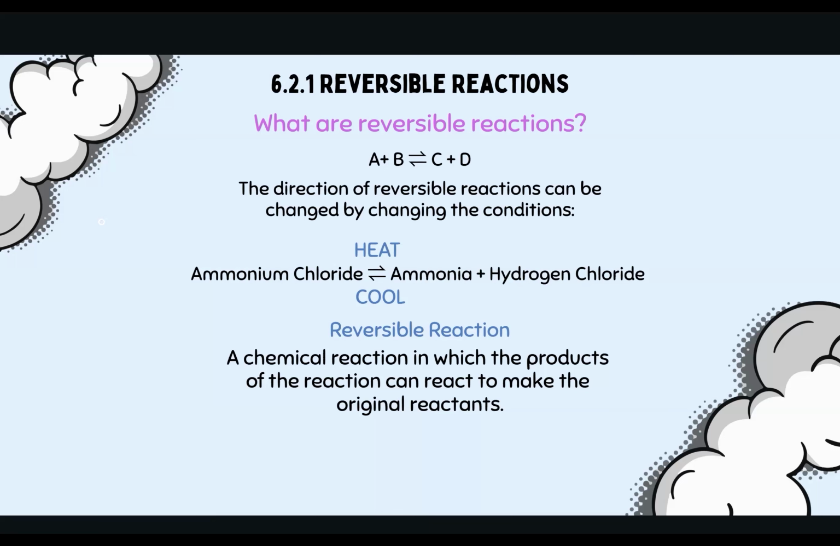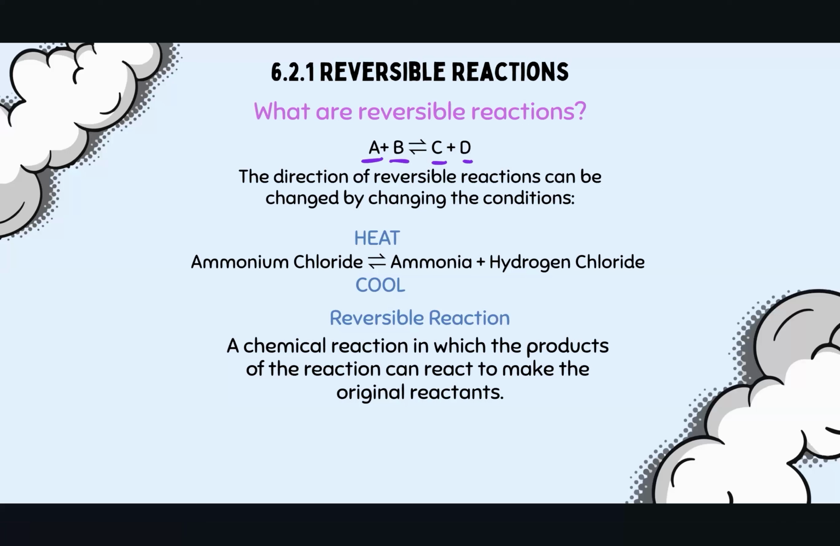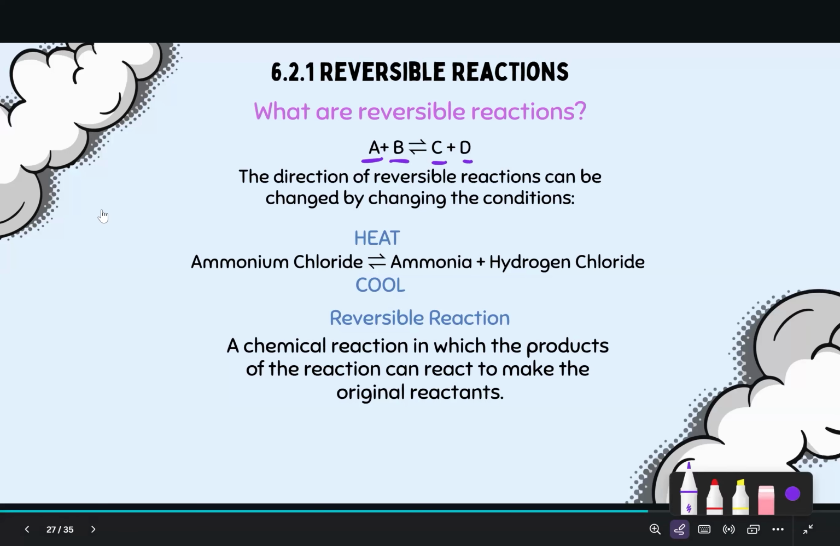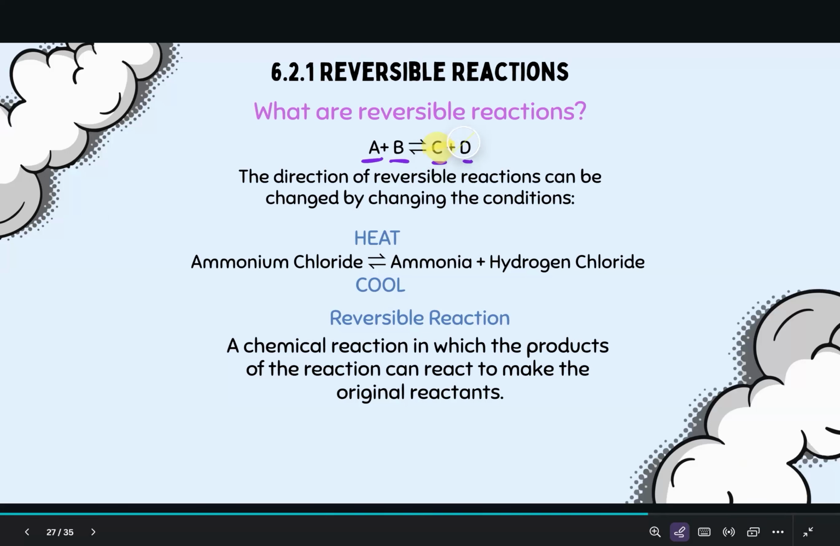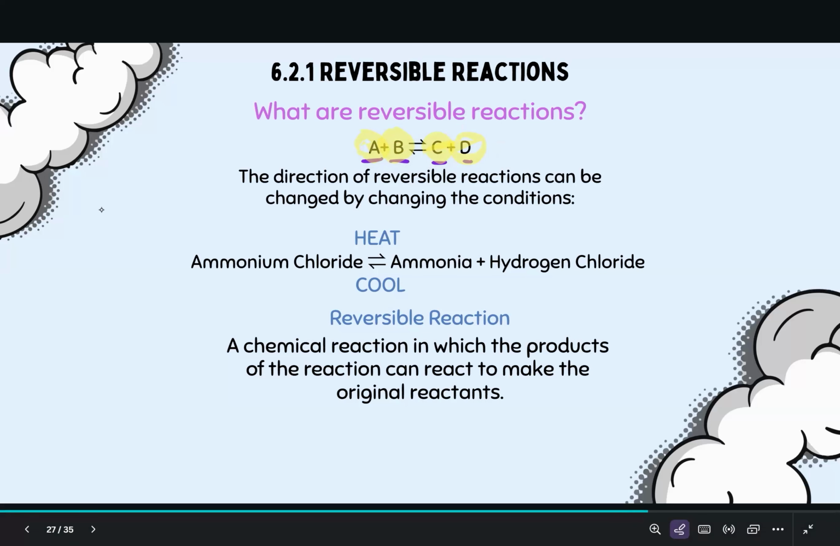Okay, so what are reversible reactions? What we're saying here is when A and B react, they make C and D. But when C and D react, they make A and B. So it means the reaction is reversible. It's going in both directions. The direction of reversible reactions can be changed by changing the conditions.